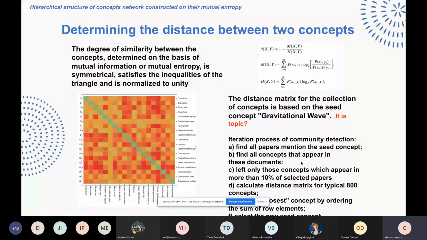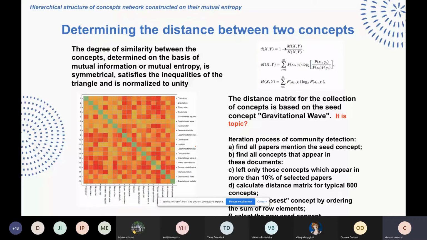So the next step, we determined the distance between two concepts using the mutual entropy. The formulas are here. We find that this is a normalized distance: absolutely unrelated concepts would have a unit distance of 1 from each other, and those which are always found together in any document will have a 0 distance between each other.